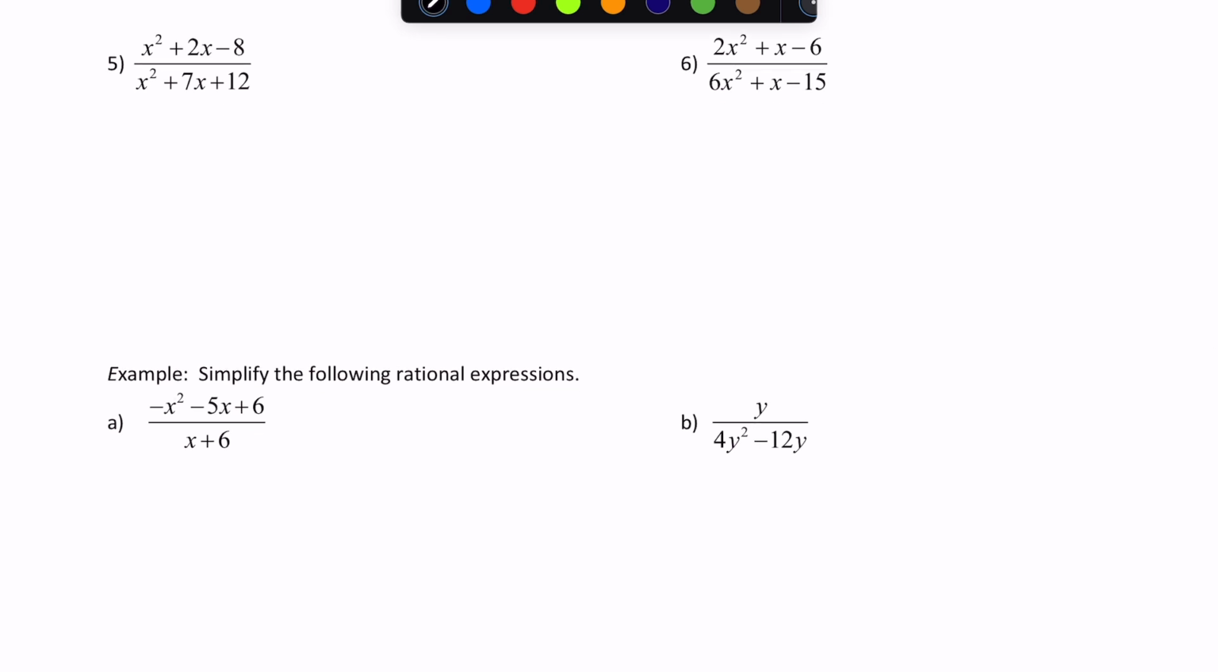Okay, continuing on. Here we have two simple trinomials, x squared plus 2x minus 8 divided by x squared plus 7x plus 12. So we'll factor first. Here we factor x squared plus 2x minus 8 to be x plus 4, x minus 2. On the bottom, x squared plus 7x plus 12 will give us x plus 4, x plus 3. And now we want to state our restrictions. So restrictions here: x cannot be equal to negative 4 or negative 3.